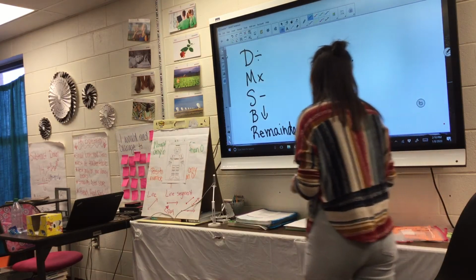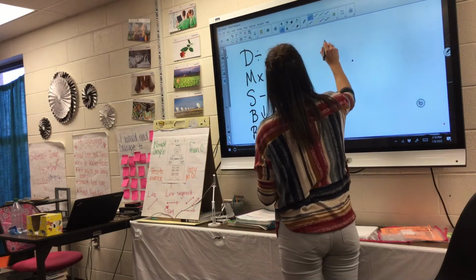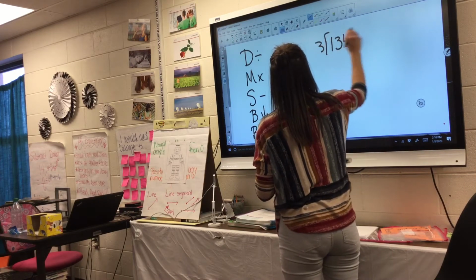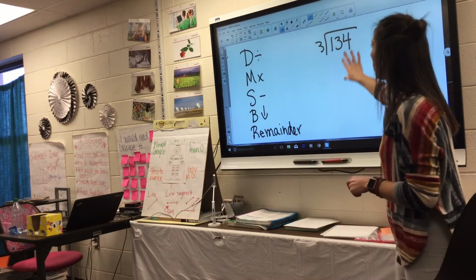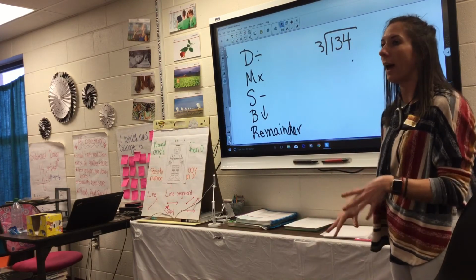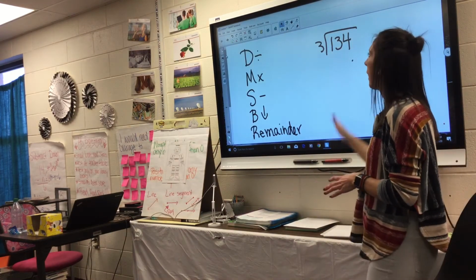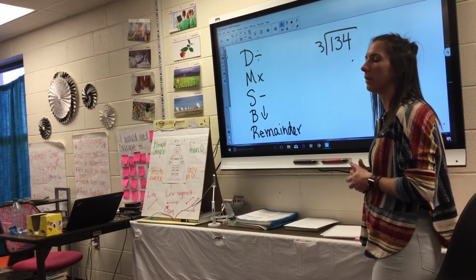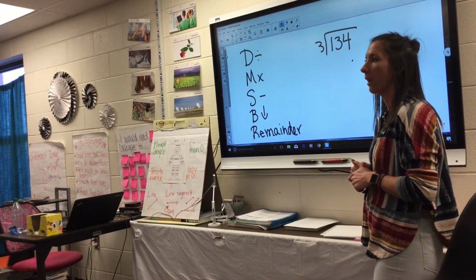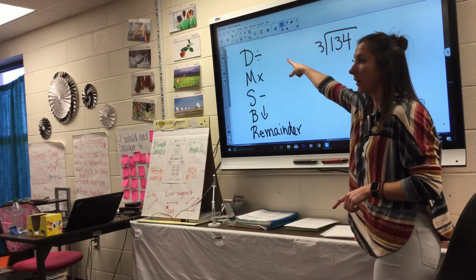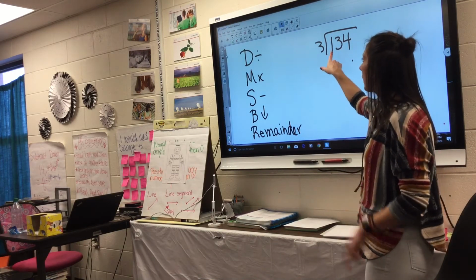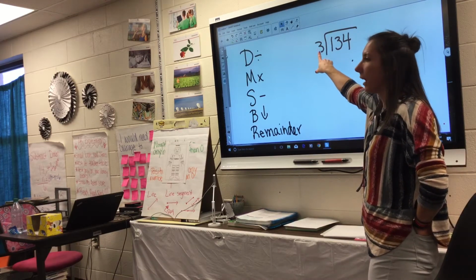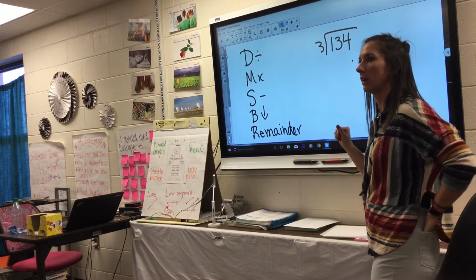So in a separate box, we're going to work on a problem. We're going to do 134 divided by 3. When we have problems like this, remember we put the biggest number in the house. It's the dividend. The divisor is 3. First step is what? Divide. Can 3 go into 1? No. So we go straight to 13.